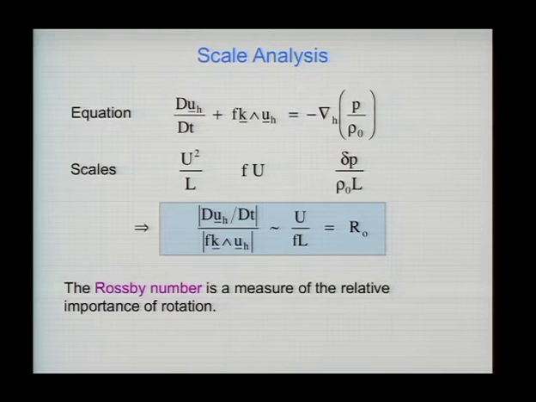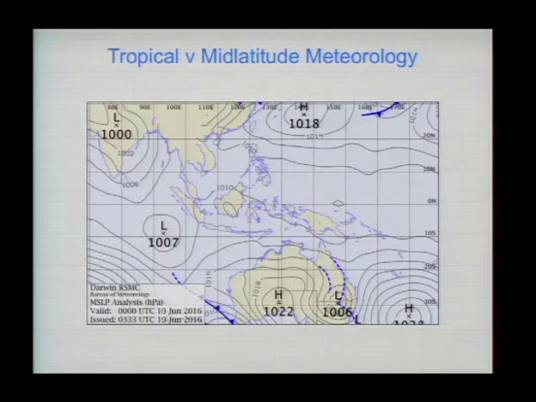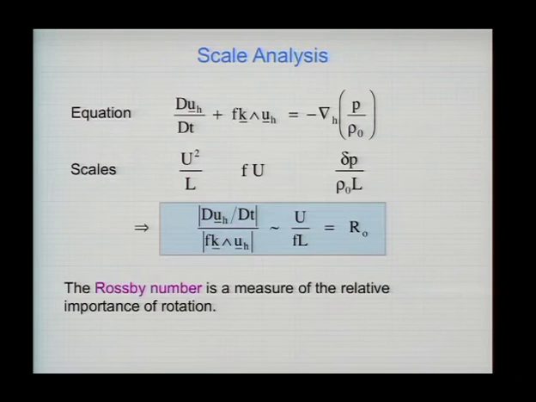The pressure gradient, delta P. We go back to our pressure chart. Delta P is how much the pressure changes in the horizontal over a distance L. So however big L is, I measure the pressure, that's delta P. And rho is just rho. So these are estimates for how large those three terms are.